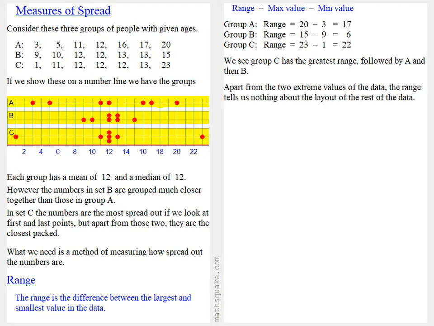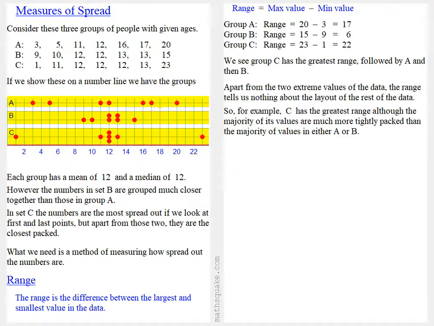However, apart from the two extreme values of the data, the range tells us nothing about the layout of the rest of the data. So, for example, C has the greatest range, although the majority of its values are much more tightly packed than the majority of the values in either A or B. The range only tells us about these extremes. It tells us nothing about the central values.